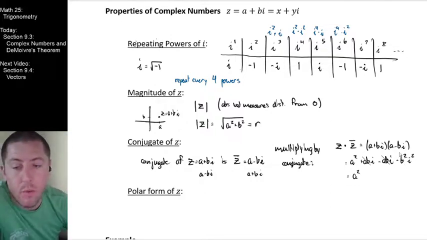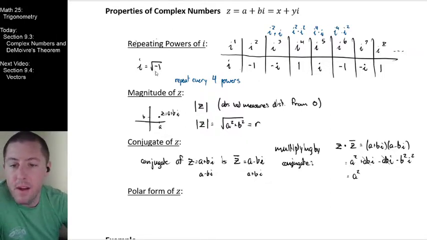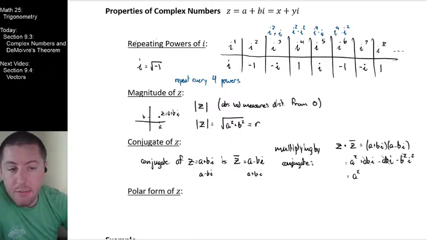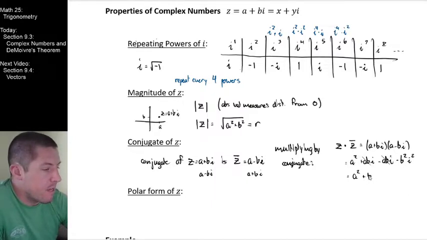Well, I know what i squared is. We talked about this a minute ago. Since i is the square root of negative 1, to square i just undoes the square rooting. We're just going to get negative 1. So this is really like negative b squared times negative 1, which gives me positive b squared.